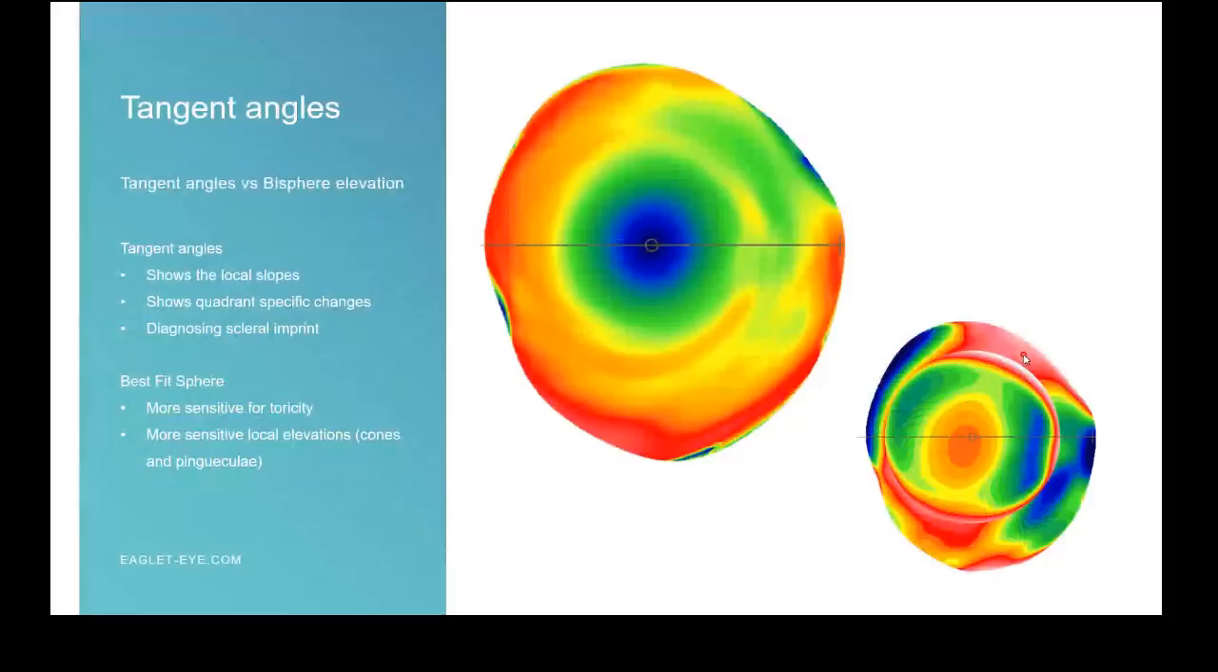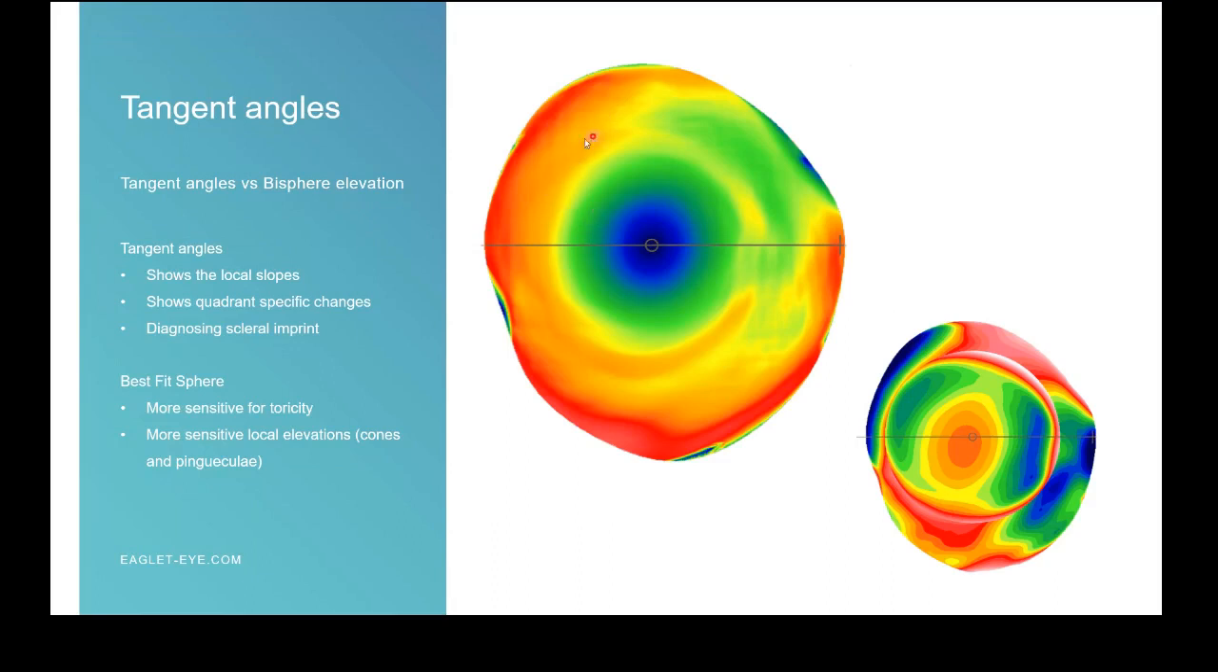We also have tangent angle maps. They are different from bisphere maps. And what are you looking at? If the color is blue, you're looking at a flat area, so no slope at all. If it becomes green, you're on a gentle slope. And if it's red, it becomes a steep slope.